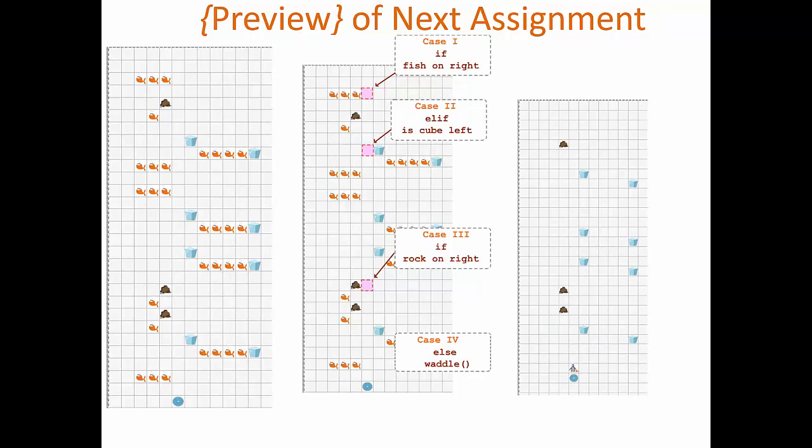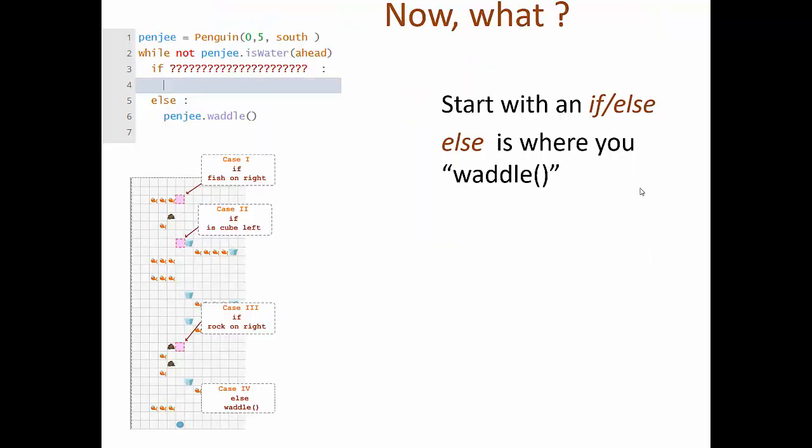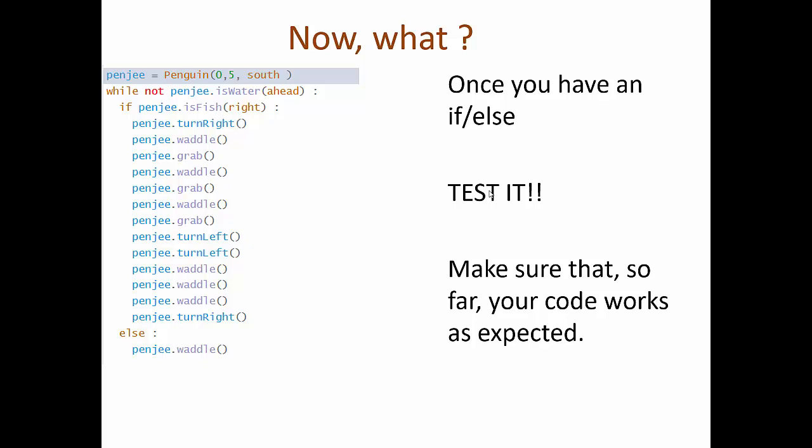Let's do that together. First off, I want to point out I did change my penguin name from Pan to Penjee. You just have to pick one penguin name and stick with it, and we'll be using Penjee for the rest of this, right? So we have the instantiation, we have the while loop, and so what did I do? I wrote the if-else, and now I want to test it out.